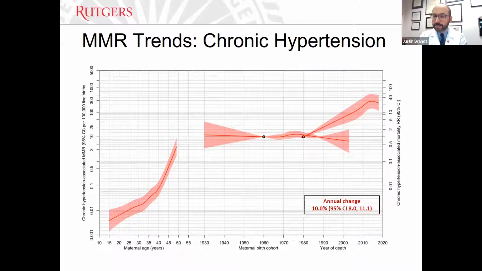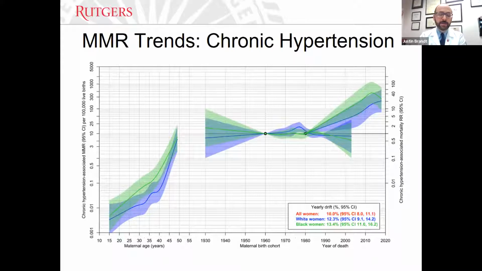Now let's look at chronic hypertension. And what we see here, this is overall, including all people included in the study. And we see, again, a very strong age effect on the left for chronic hypertension-associated maternal mortality ratios. In contrast, on the right, looking at the period effects, and using 1980 as our reference year, we see a substantial increase in the chronic hypertension-associated mortality rate ratio during the study period. The annual increase in MMRs associated with chronic hypertension was 10% per year during the study period.